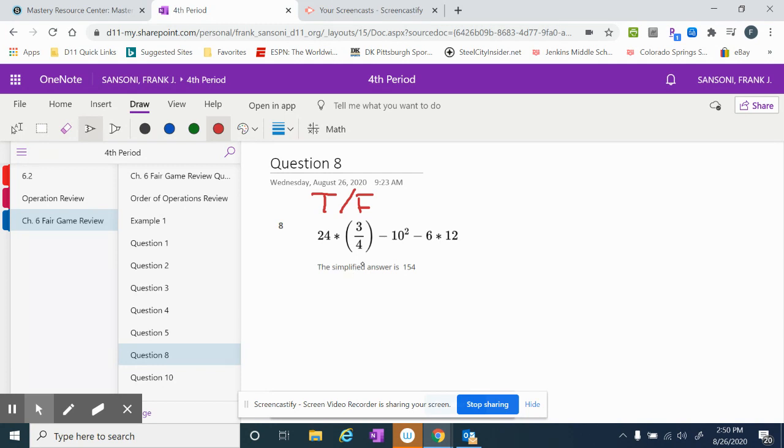So I've got 24 times 3/4 minus 10 squared minus 6 times 12. So I have 3 divided by 4 in parentheses. I could go 3 divided by 4 and come up with a decimal, or I could just leave that as a fraction since I'm going to be multiplying with it, and then I could just multiply fraction over a fraction. So that's what I'm actually going to do. Instead of going 0.75, I think it's actually easier to leave it as a fraction.